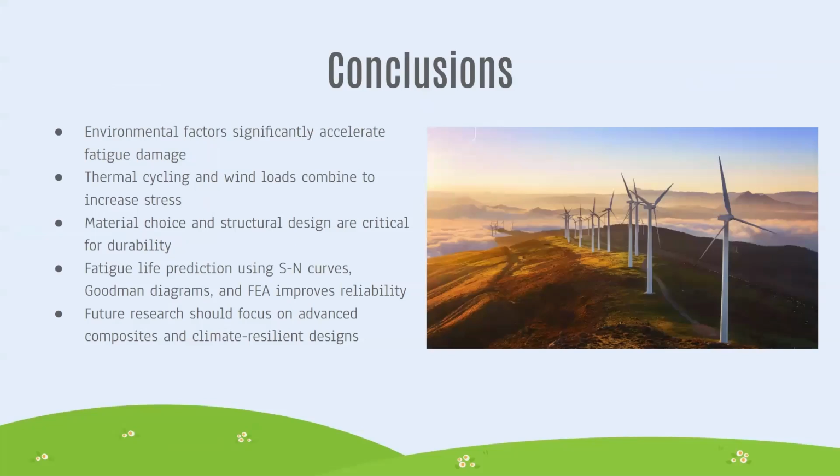Environmental factors significantly accelerate fatigue damage. The combination of mechanical and thermal stresses emphasizes the need for strong material choices and optimized designs. Using S-N curves, Goodman diagrams, and finite element analysis helps predict and improve blade durability. Future advances in composites and climate-specific designs will be key to building longer-lasting and more durable turbines.